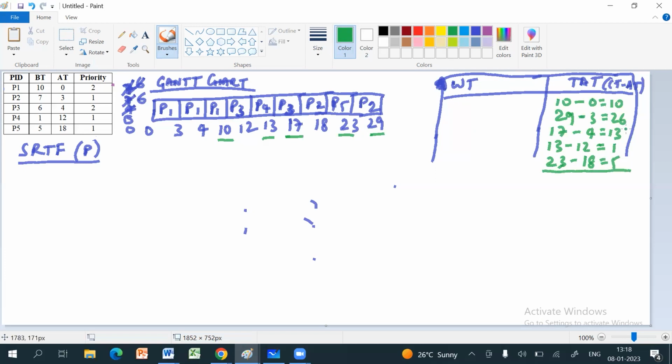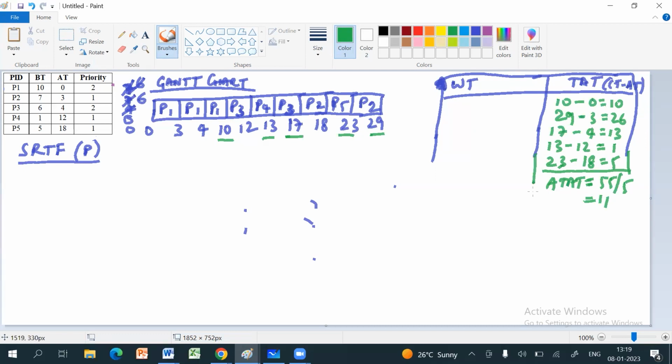So you take the sum of all this to get your average turnaround time. The sum of all this divided by the total number of processes: 10 plus 26 is 36, plus 13 is 49, 50, 55. So 55 divided by 5 processes is 11.